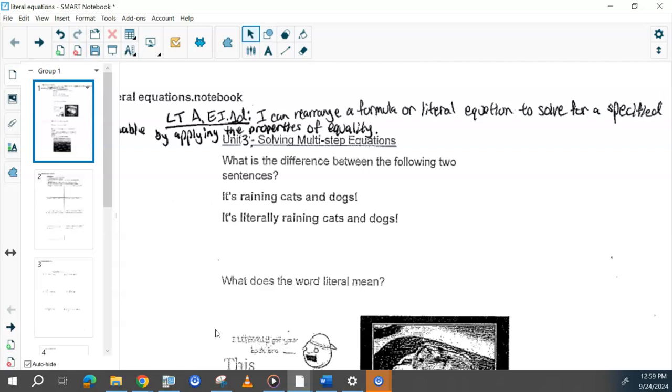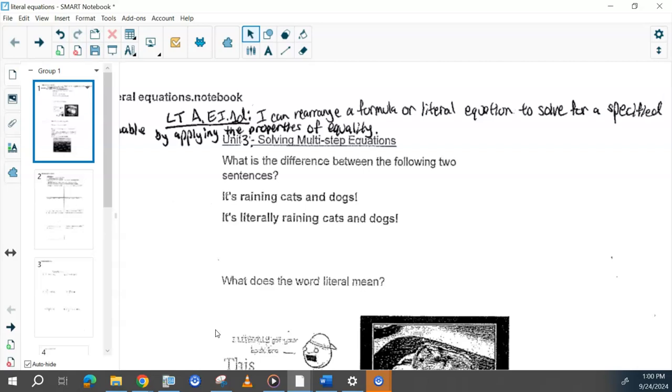So it's a little blurry, but I did want to point your attention to the learning target: rearranging formulas or equations to solve for a variable. So that's really important to keep in mind as we continue this.